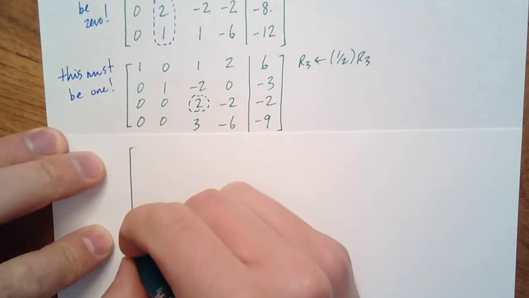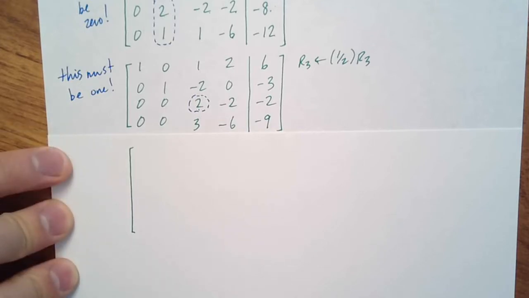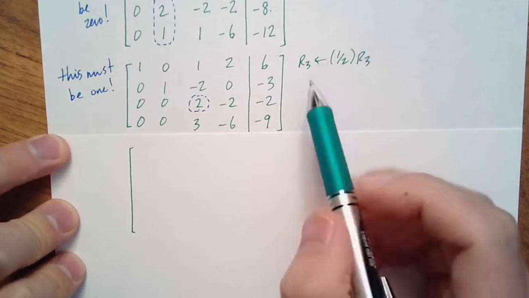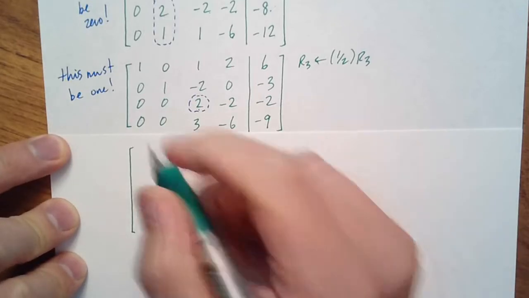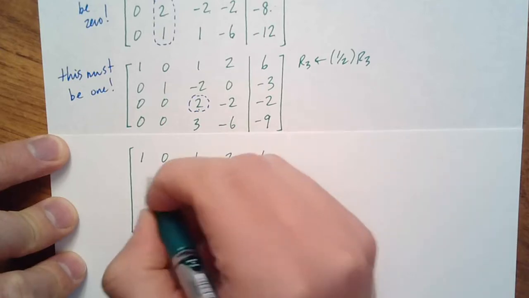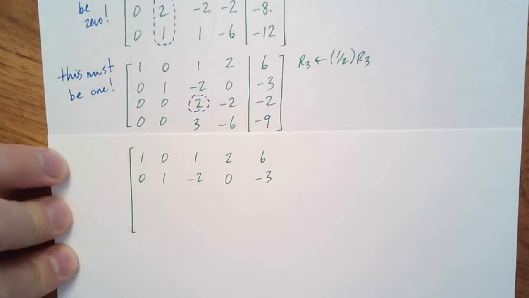It's again not something you absolutely have to do, but I can't think of a good reason not to just limit ourselves to this one step. So what's going to happen? The first two rows won't change. We'll have 1, 0, 1, 2, 6, and then 0, 1, negative 2, 0, negative 3. Those two rows won't change at all.